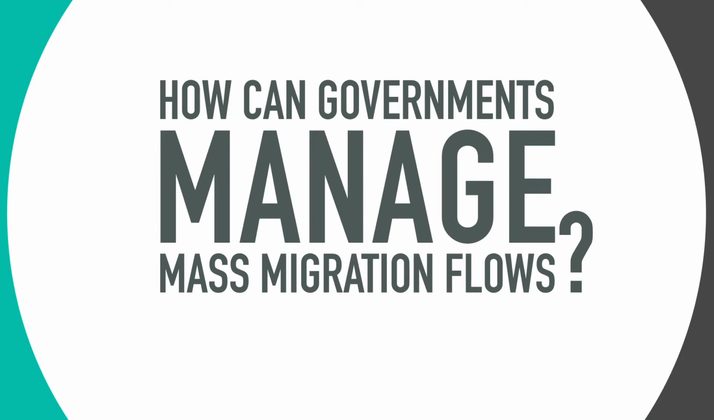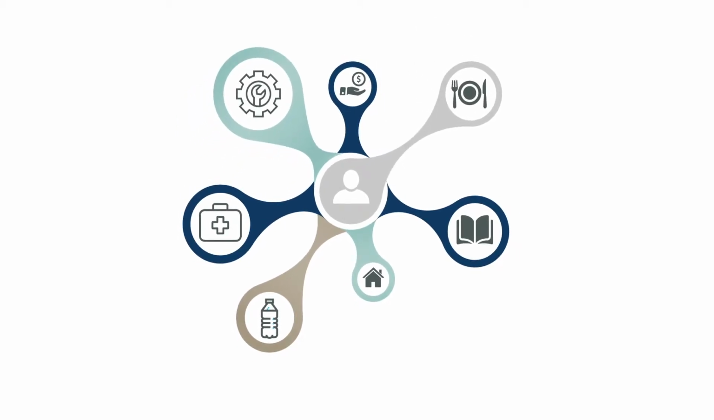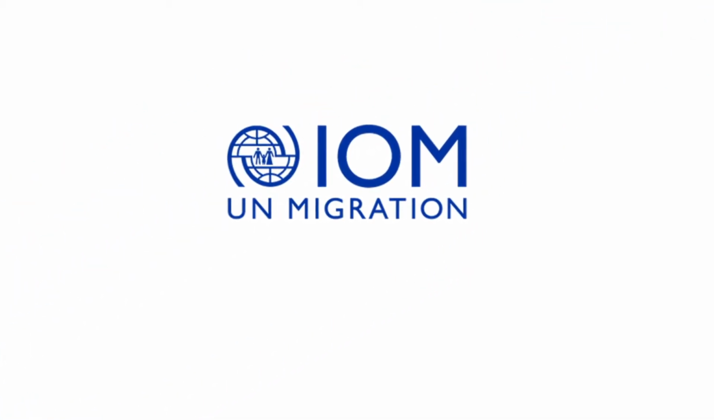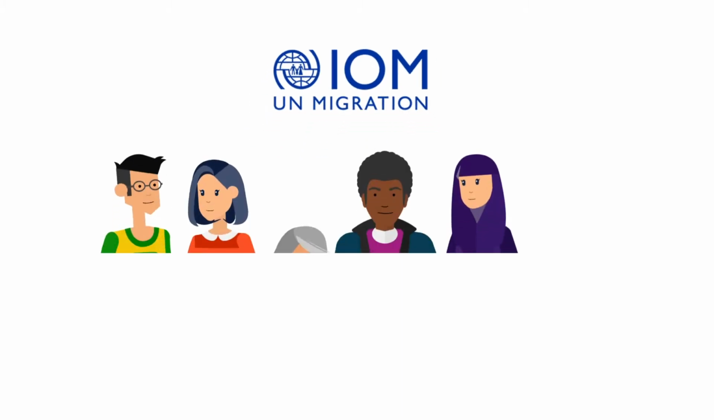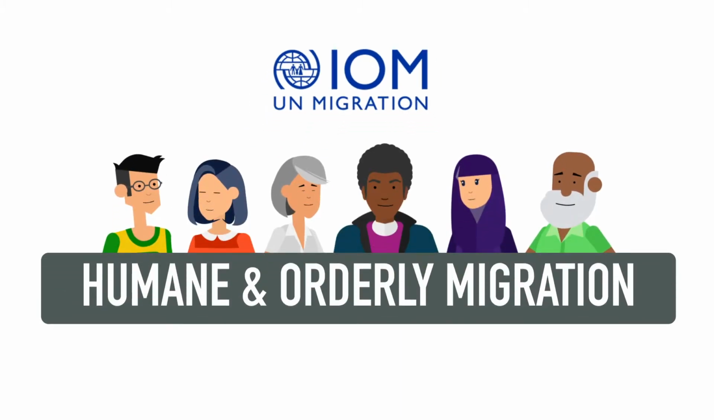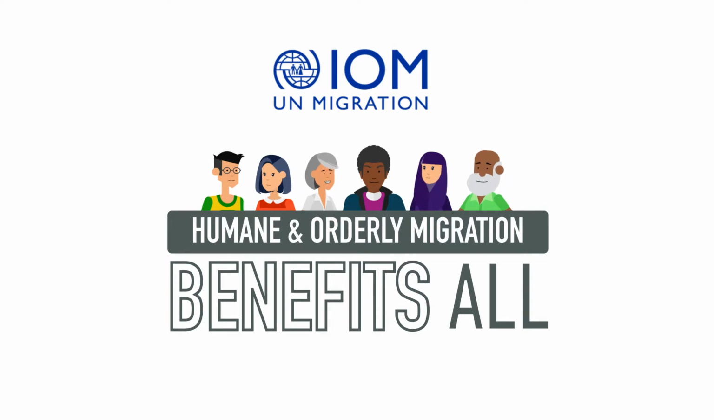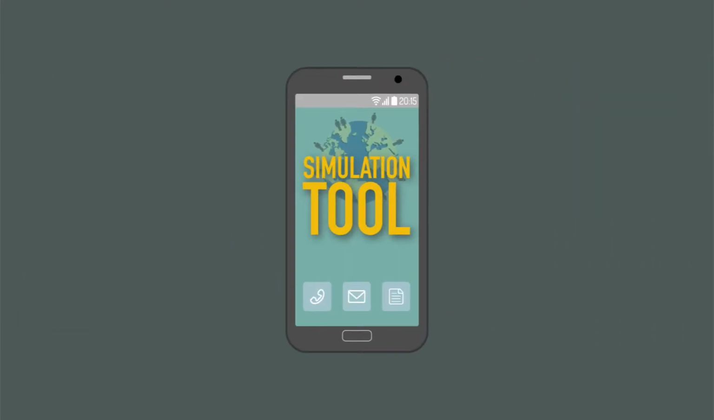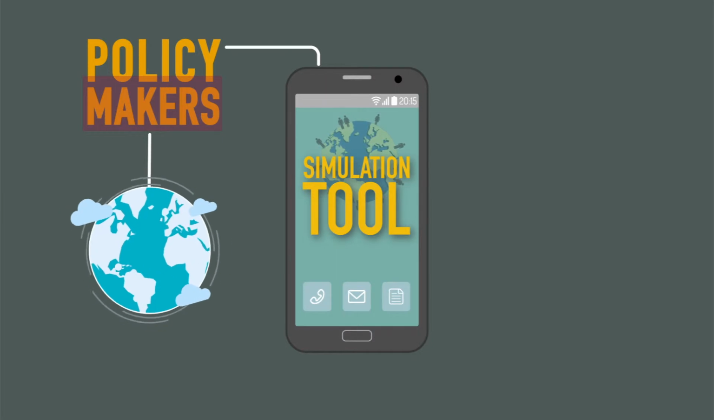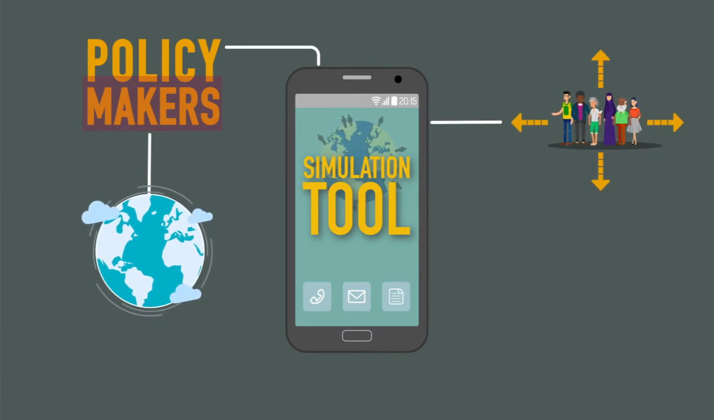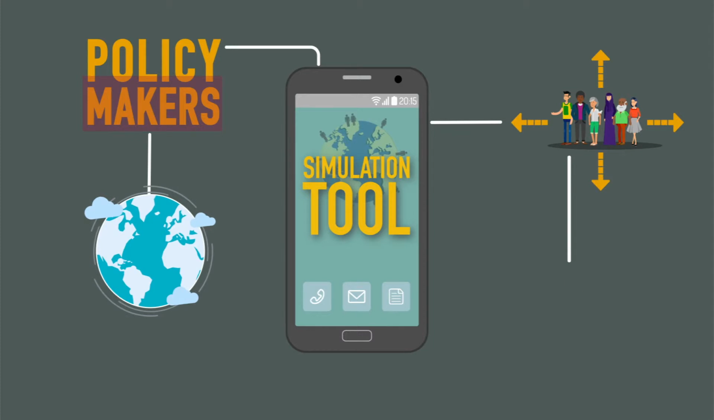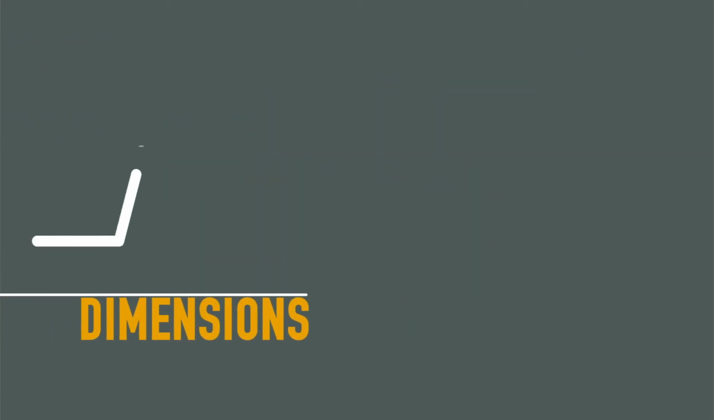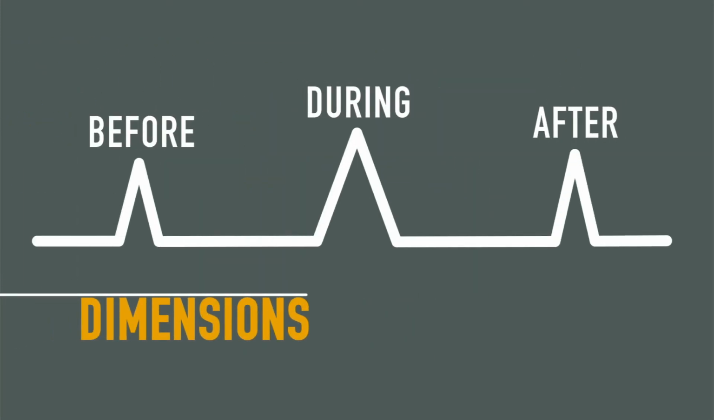How can governments manage mass migration flows? This task involves complex decisions in many areas. The International Organization for Migration, IOM, is committed to the principle that humane and orderly migration benefits migrants and society. We are creating a simulation tool to allow you to learn by doing. With this simulator, you will take the role of policymakers of a fictitious country, and you will learn to manage large migration flows, making decisions in all important dimensions of a migration crisis, before, during, and after the crisis.